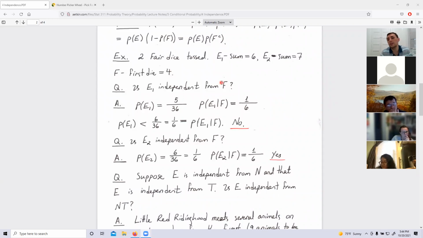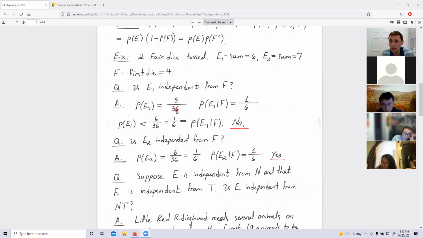Well, we can calculate it very simply. Okay, guys. So what's the unaffected probability? What's the general probability of E1, that the sum is equal to 6? How many ways to get 6 from two dice? It's 1 and 5, 2 and 4, 3 and 3, 4 and 2, and 5 and 1. So you count all the way to 5. So there are 5 outcomes where the sum is equal to 6 over 36 possible outcomes. So this probability is 5 over 36.